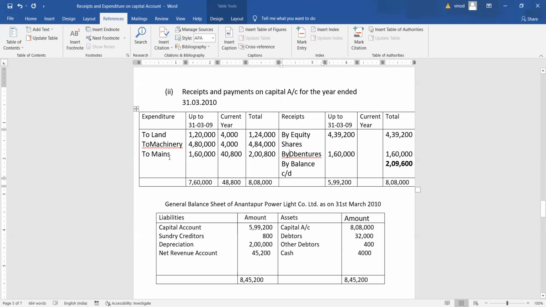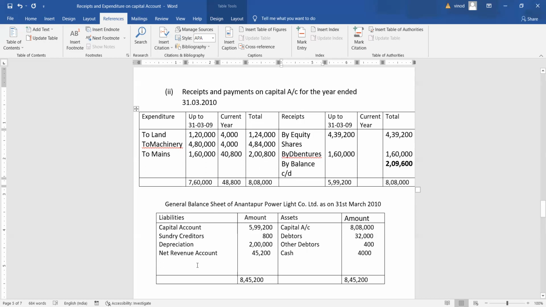After receiving these funds, the company purchased a few assets. They purchased land up to the previous year, 1,20,000. During this year 4,000 they purchased. Total 1,24,000. Machinery 4,80,000 up to the beginning of the current accounting year. During the year 4,000, the total is 4,84,000. Mains 1,60,000, 40,800 and 2,08,800.